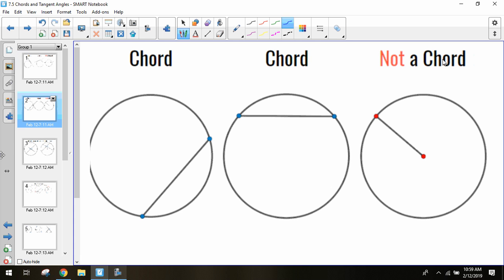The other type of line we're going to talk about within circles is called a chord. So we have two examples of a chord and one non-example. So what do you notice about chords? It touches the circle, it touches the sides. So both ends of your line segment are going to be on the outside of the circle, on the edges of the circle. It passes through the inside of the circle. What else do you notice?